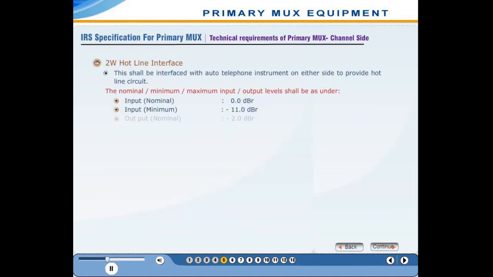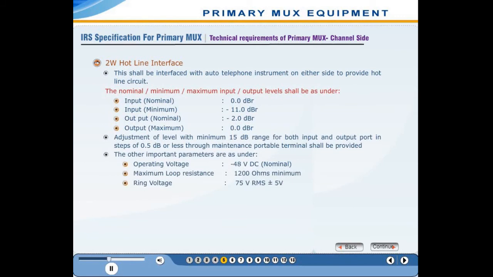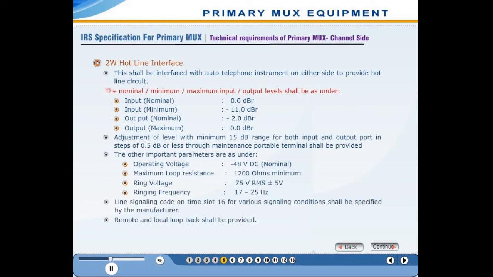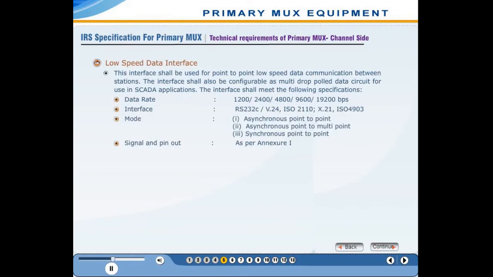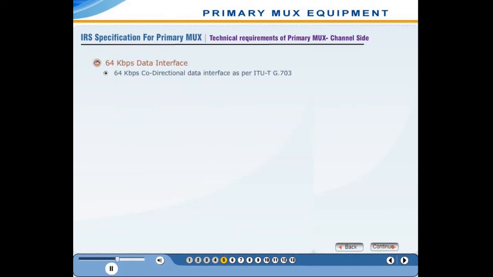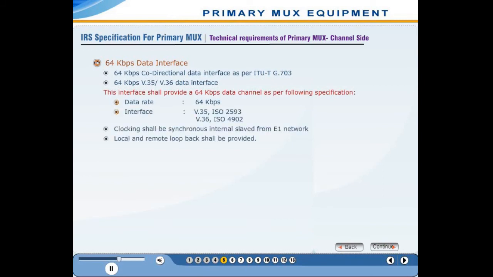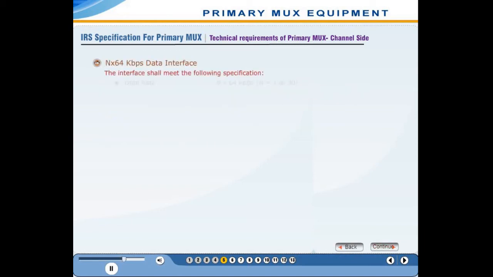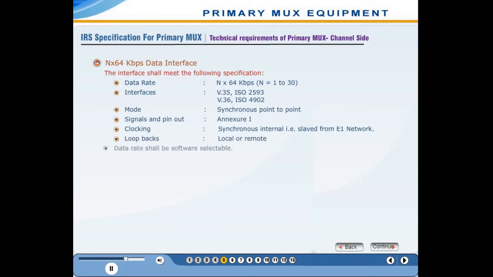Technical requirements of primary MUX on channel side for 2-wire hotline interface are shown on the screen. Technical requirements for low-speed data interface are shown on the screen. Technical requirements for 64 kilobits per second data interface are shown on the screen. Technical requirements for N into 64 kilobits per second data interface are shown on the screen.